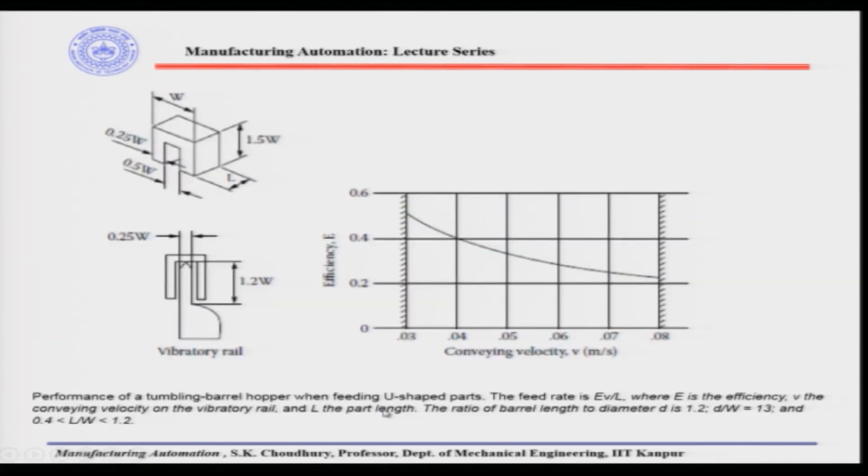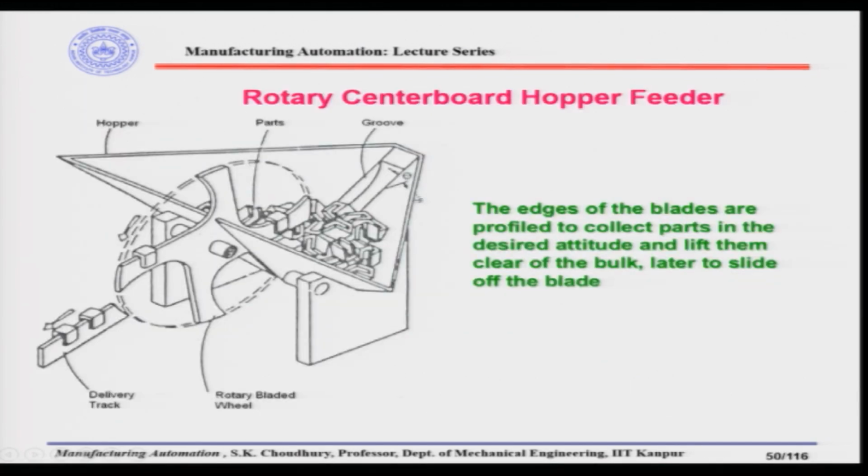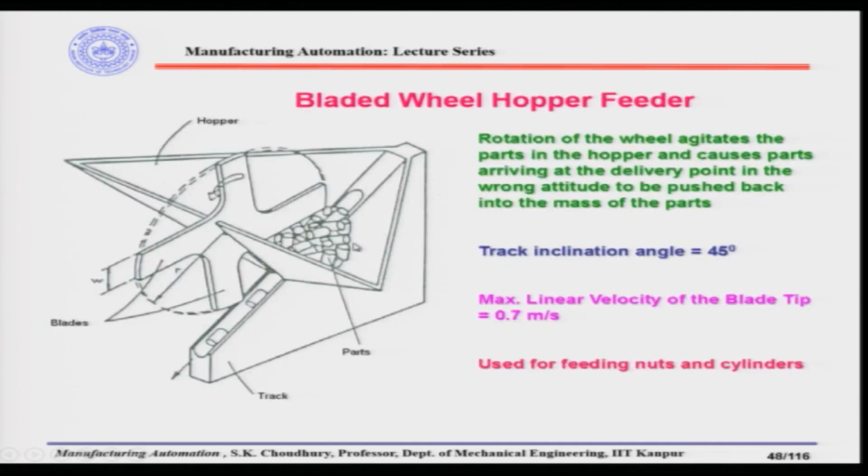Okay. Yeah, this is another center board hopper feeder. This is called the rotary center board hopper feeder, and here the principle is different than the one that we have discussed here, for example. See, they are very similar to that. Look at this once again, the bladed wheel hopper feeder. This blade is not selecting the parts, it is agitating the parts.